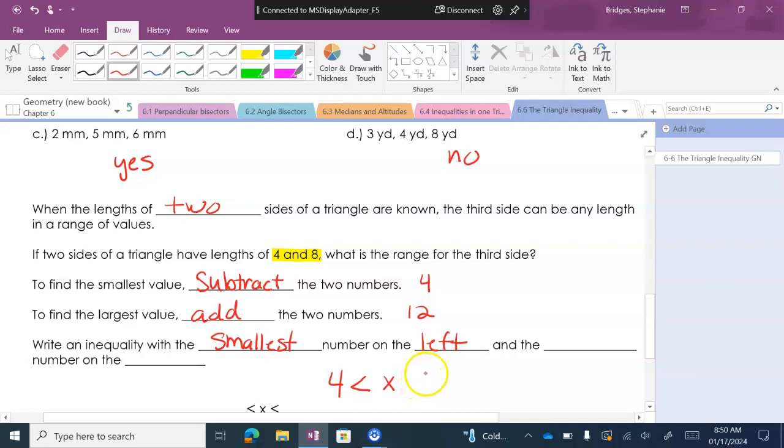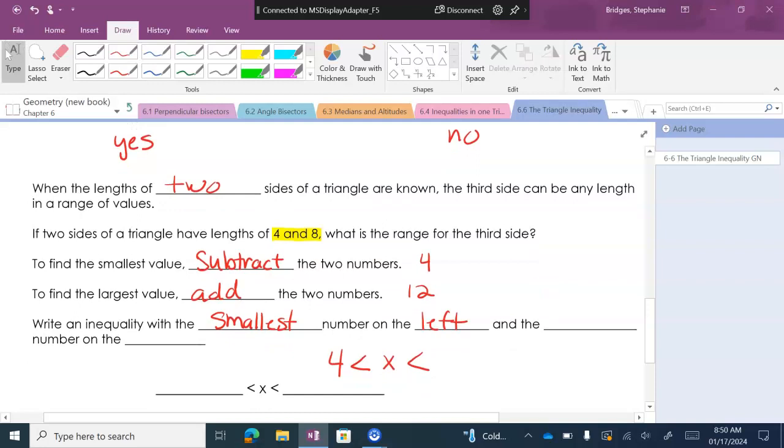And then we're going to write a less than again. So we're going to write the smallest number on the left and the largest number on the right. Okay, and the largest number we said was 12. So we're going to ask for a range for that third side. Small number less than x, less than big number. Okay, that helps you to write it like that somewhere.